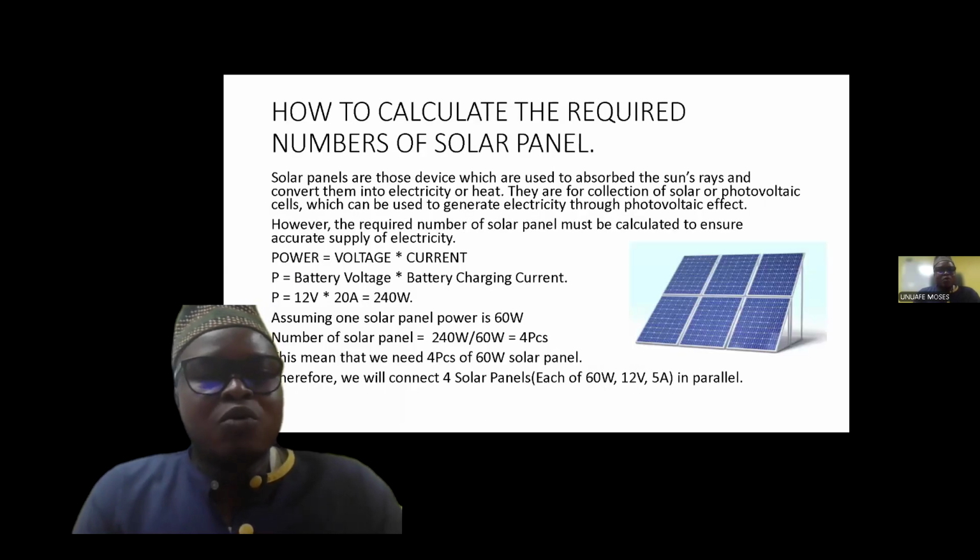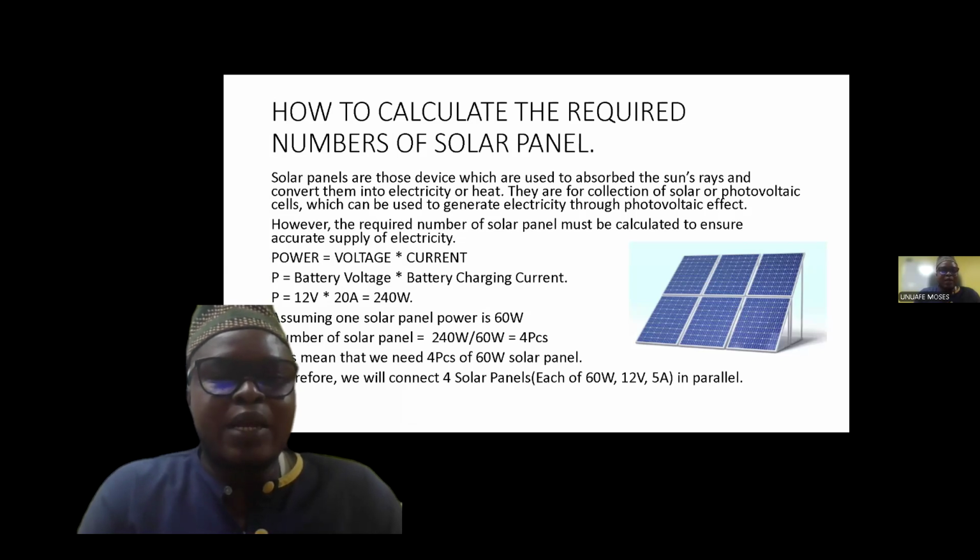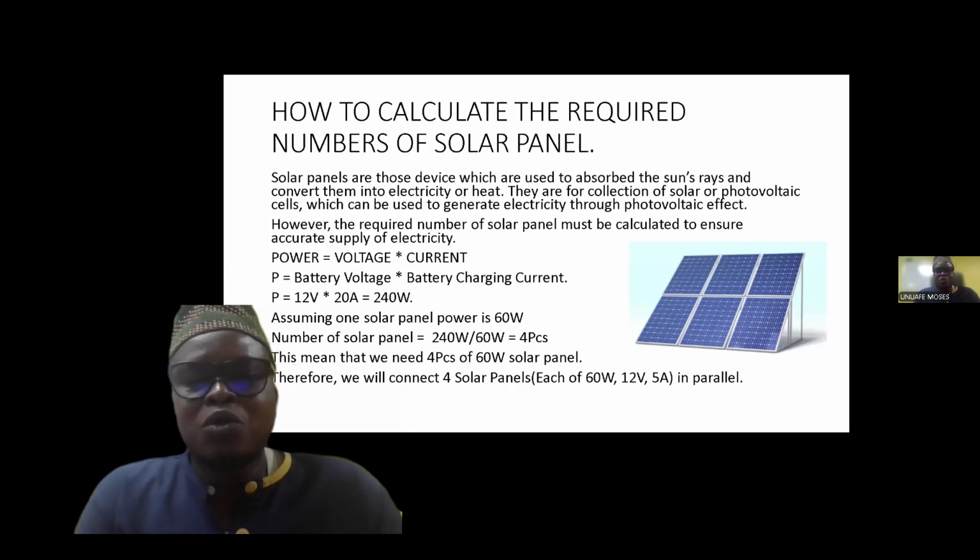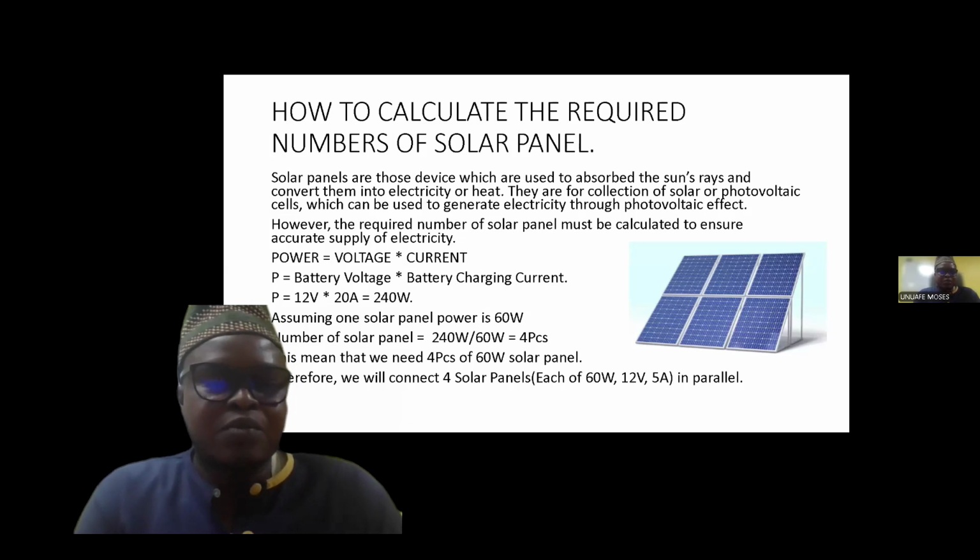We're not going to stop there. There's a need for us to also know how to calculate the required number of solar panels. And first, we need to know what a solar panel is. Solar panels are devices used to absorb sun rays and convert them into electricity or heat. They are a collection of solar photovoltaic cells, which can be used to generate electricity through the photovoltaic effect. However, the required number of solar panels must be calculated to ensure an accurate supply of electricity, by using the formula power equals voltage times current.